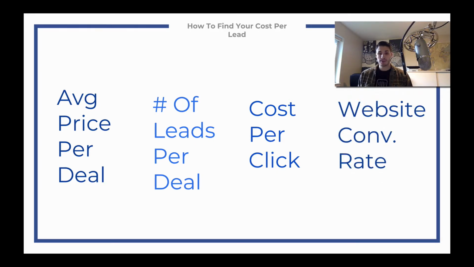So if you have 100 people come into your website and one person turns into a lead, your conversion rate is 1%. Okay? So if you have all these numbers, jot them down on a piece of paper, and I'll take you through a little exercise to find your max cost per lead.